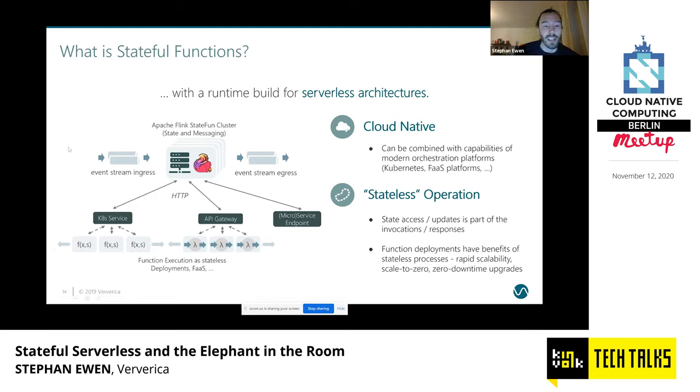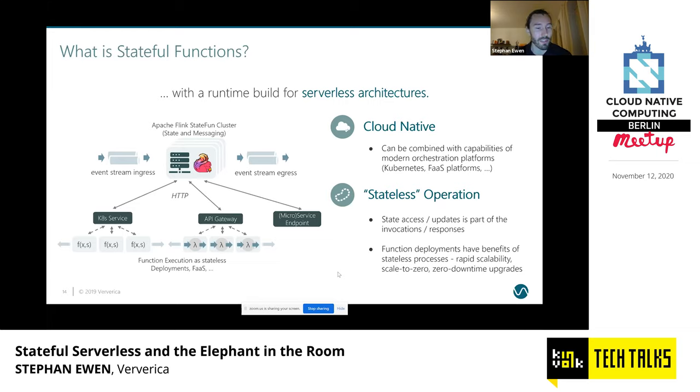So that's the upper part here. That is where we have the Apache Flink Stateful Function cluster taking care of the state of messaging, communicating with the outside world with ingress and egress. And the actual application logic is actually deployed behind a service or a similar endpoint. Like it can be something like AWS API gateway. It can be a Kubernetes service and so on.